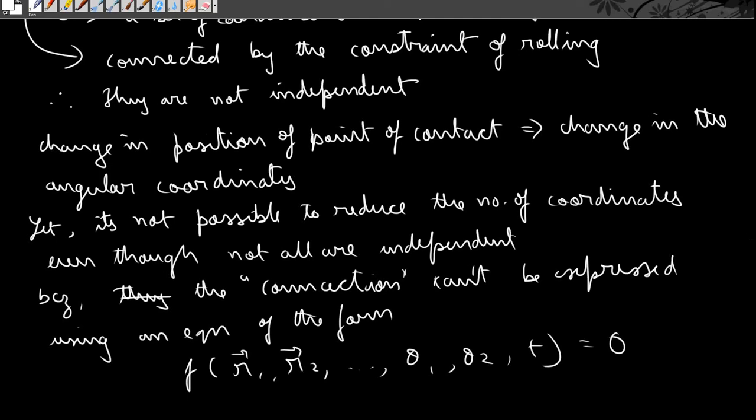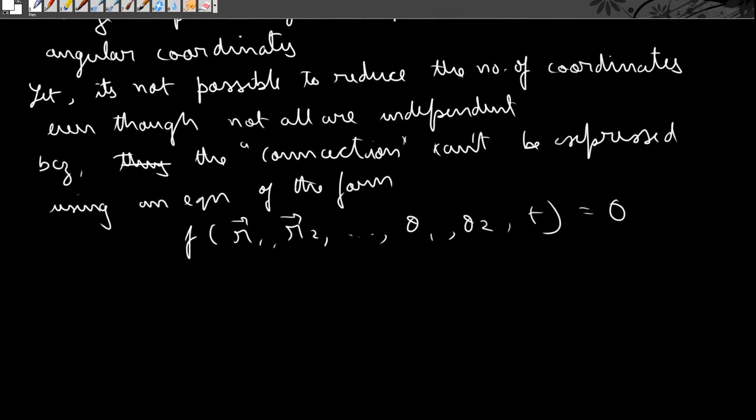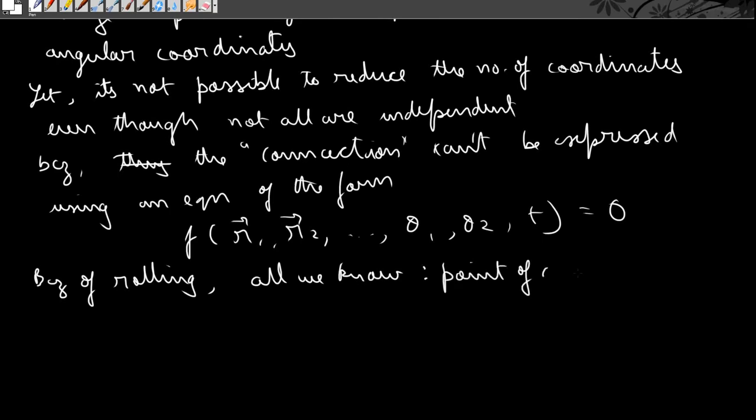Okay, so all that we know is that because of rolling, the point of contact is stationary. This is the only information which the rolling constraint is giving us.